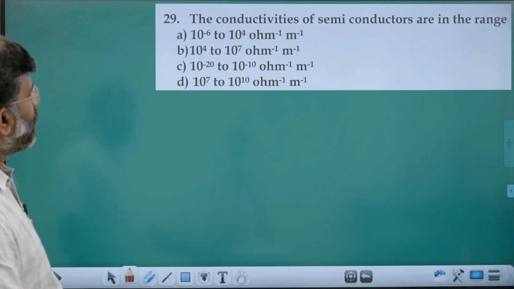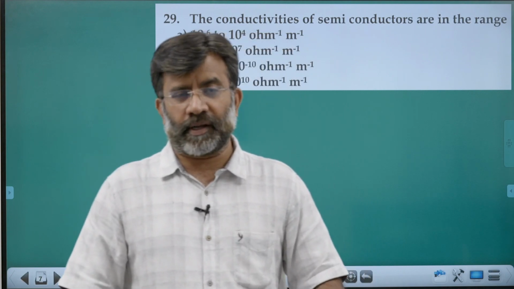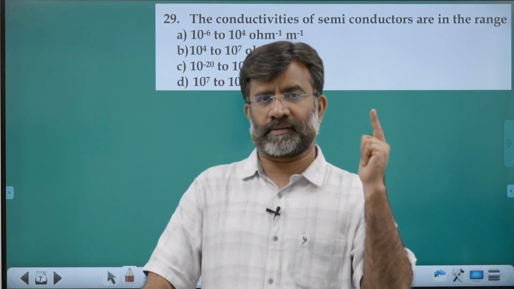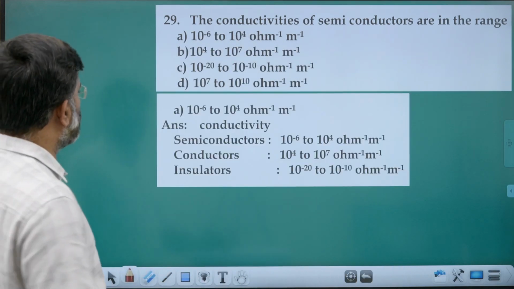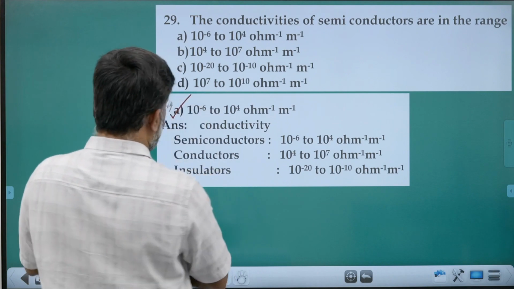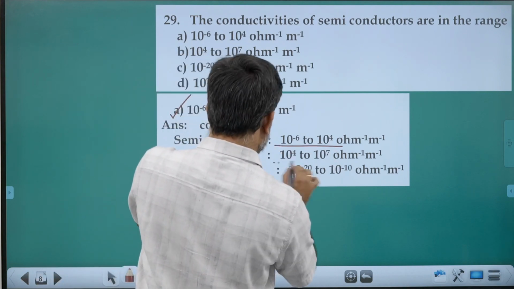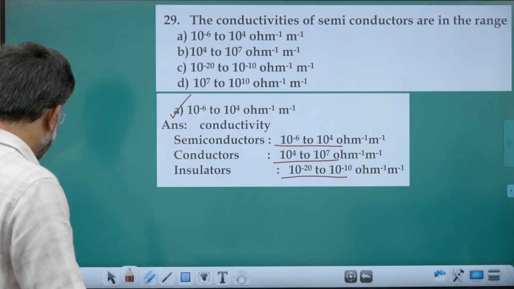Conductivities of semiconductors. Refer the textbook. Go through the range of conductivity shown by conductors, insulators, semiconductors. A direct question from the textbook. Option A. This is the range of semiconductors, conductors and insulators. Refer the text.